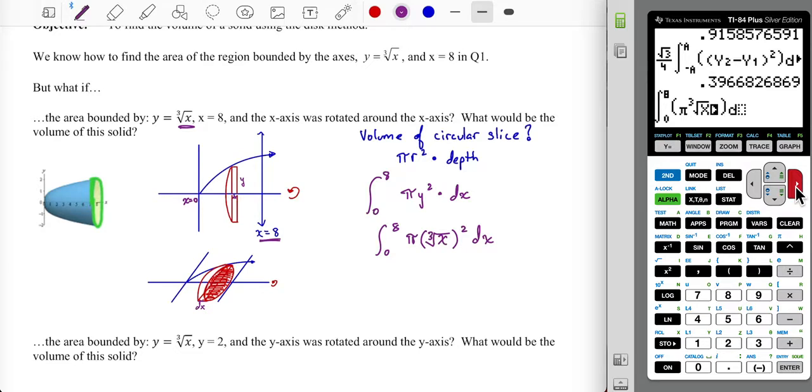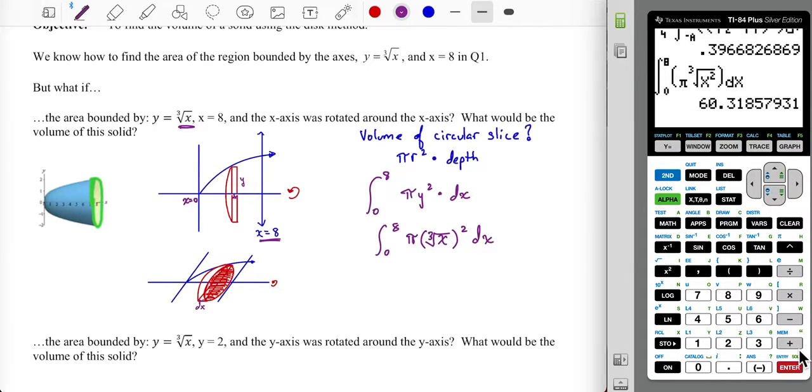It always looks a little weird. I'll put the power of 2 in there with the cube root. It just looks like it's pi squared, pi cubed, but actually when I put the power of 2 in there, it started looking all right. So I just reversed it so that it was a little bit more convenient. Hit enter, and we have about 60.319 cubic units.